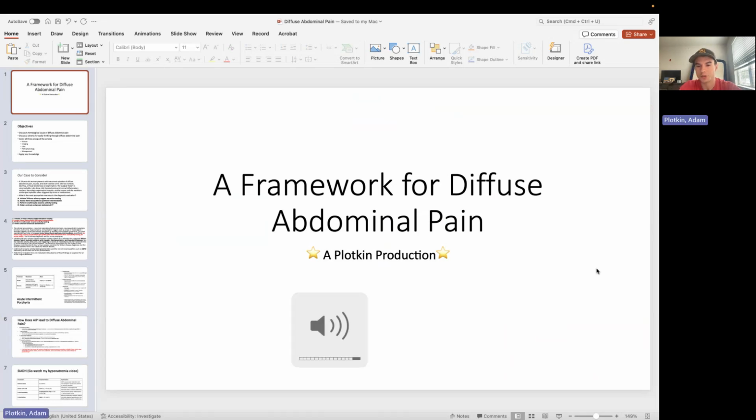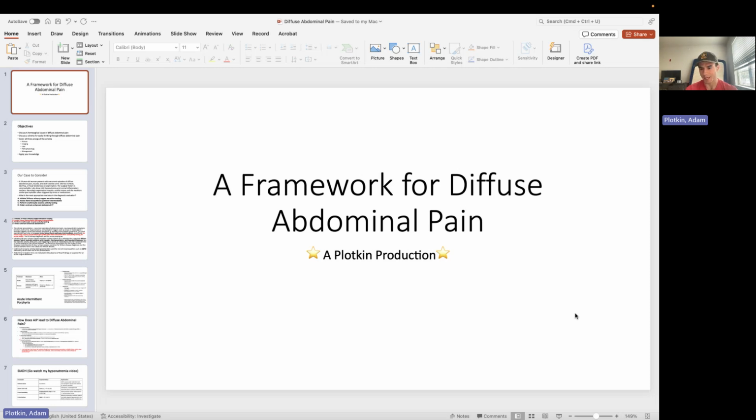All right, in this lecture, we are going to talk about a framework for diffuse abdominal pain. Abdominal pain is one of my favorite topics to go through because there are so many different things that should be on your differential. It makes it a really fun mystery to solve. Some of them are very benign. Obviously, some of these conditions are life-threatening, right? So it takes a very trained clinician to be able to tell the difference and know what to do next.